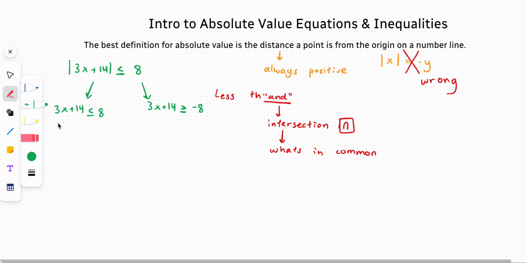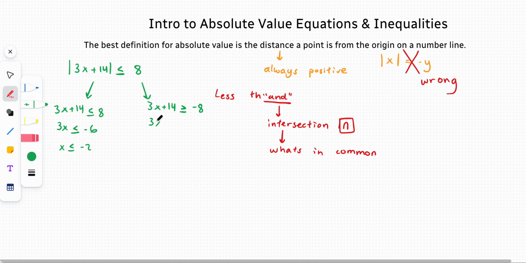Right, so let's isolate our 3x. So we're going to subtract 14 from both sides. So we're going to get less than or equal to negative 6. And we divide negative 6 by 3. So we get x is less than or equal to negative 2. And this is our first range.